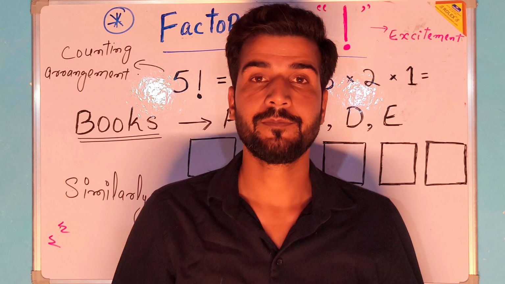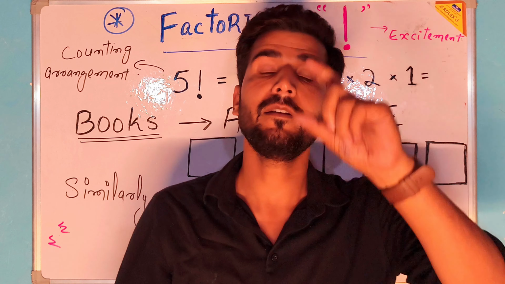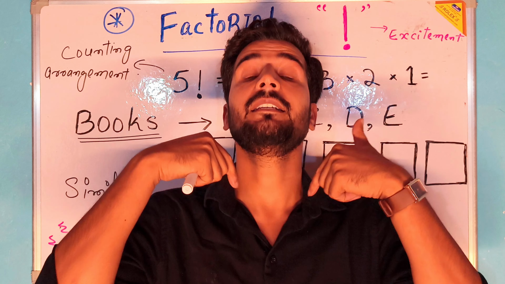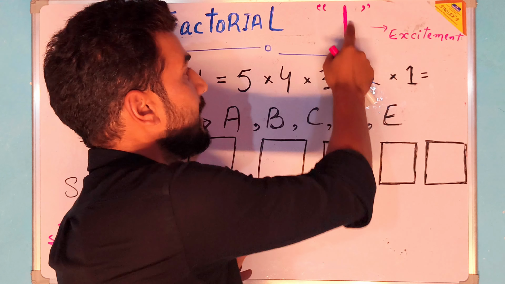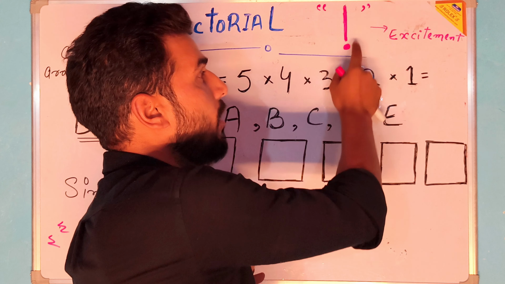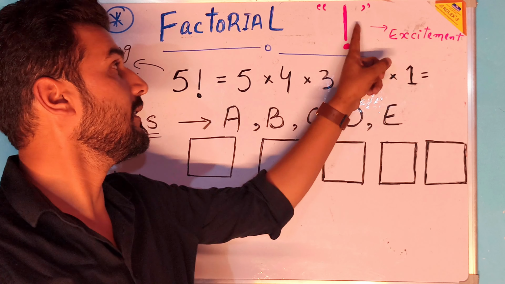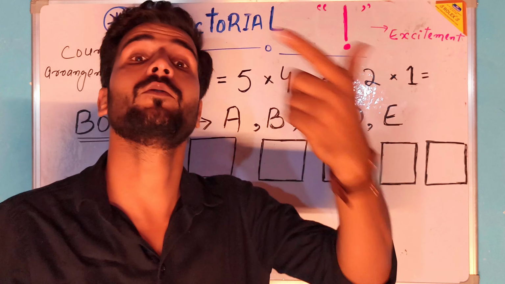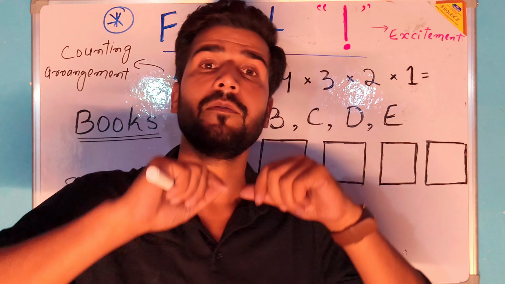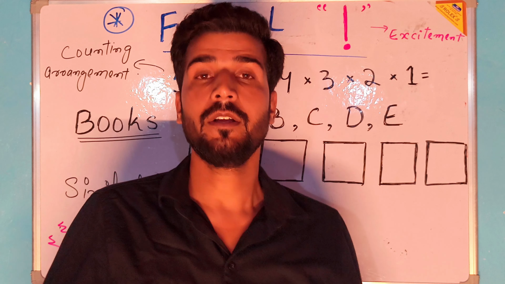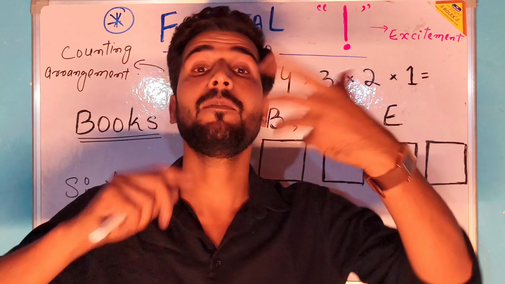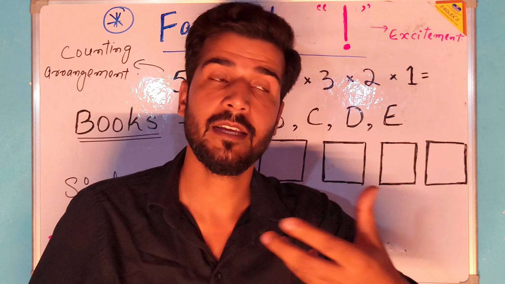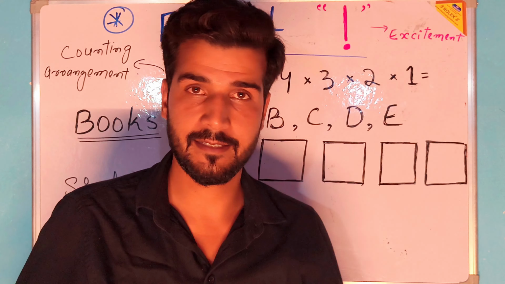So dear students, what is factorial notation? In mathematics, we represent factorial notation by the sign of exclamation, like this. This is how we denote the factorial. But why do we study factorial notation? We study factorial notation because it helps us in counting. It helps us in arrangements. It helps us in counting things, right?